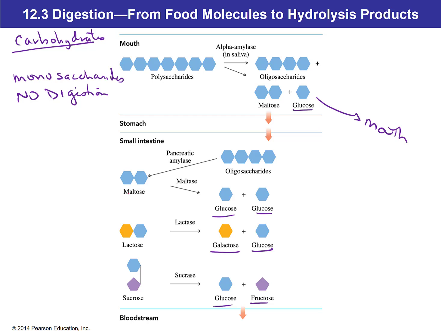Now the disaccharides: maltose, lactose, sucrose. Notice there's no processing of these until you get down into the small intestine. How much digestion do they have to have? One step. You take maltose, you split it into two glucoses. You take lactose, you split it into a galactose and a glucose. So you only have to break one bond.